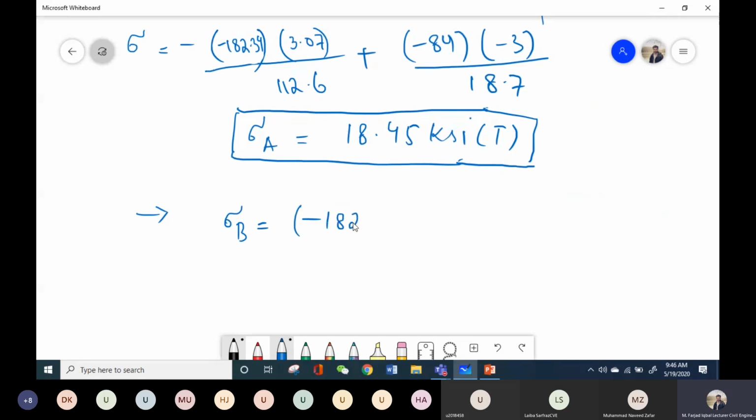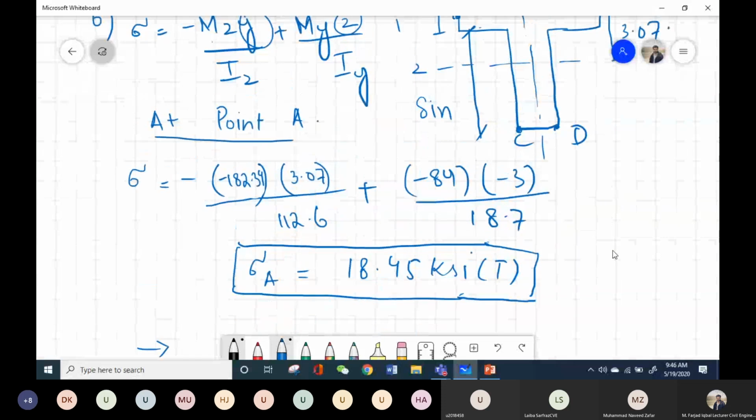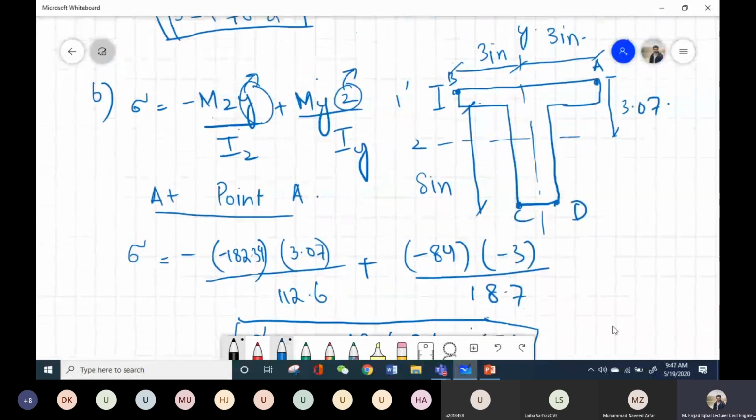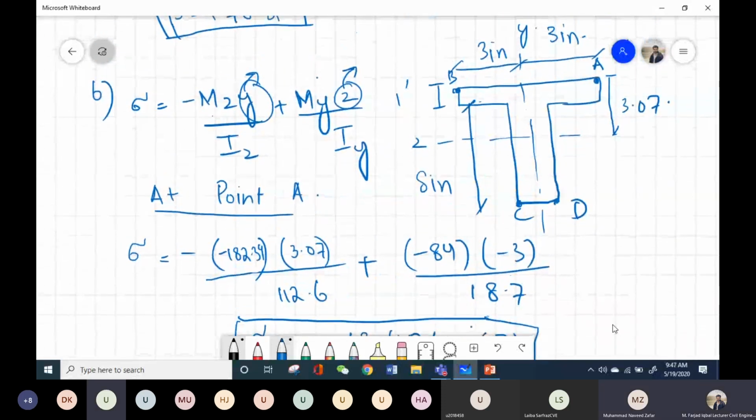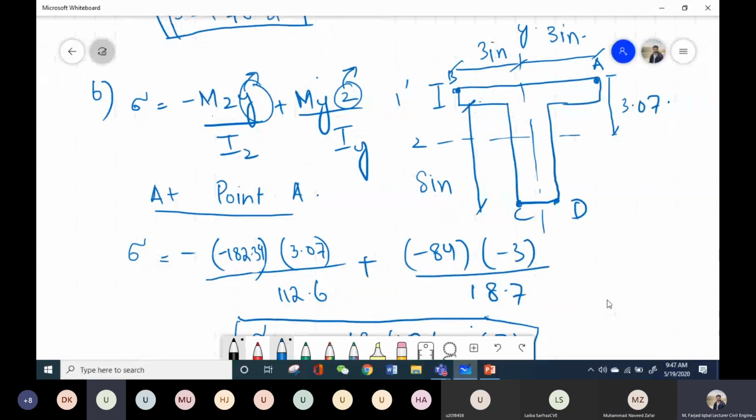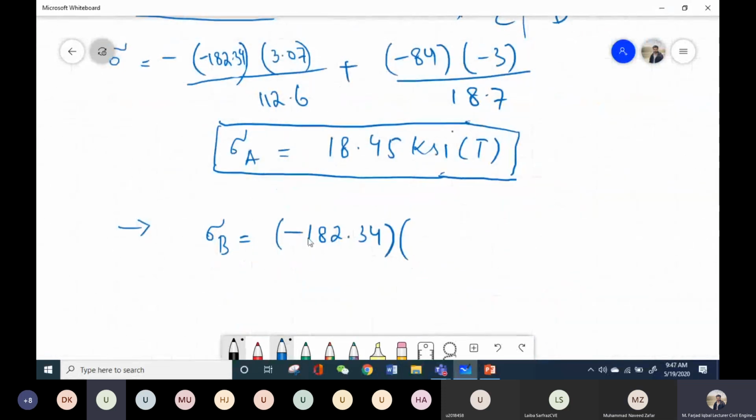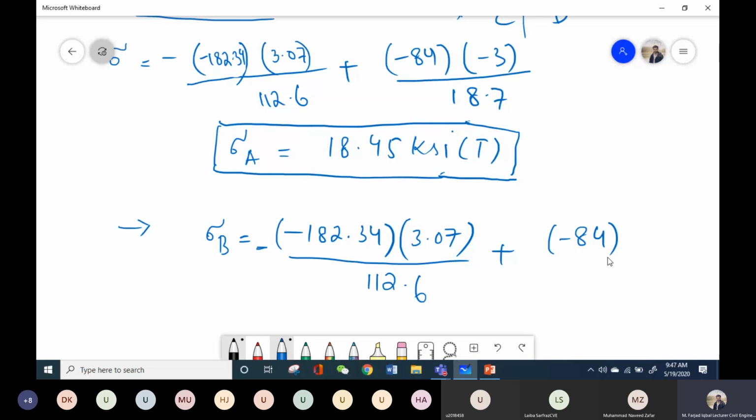My MZ is minus 182.34. What is Y distance for point B? 3.07, sir. 3.07 and in the positive direction. So it will remain the same. This will also remain the same, 112.6. But here the sign is negative, minus 84, that is my My. And what is Z distance now? Positive 3. Positive 3.